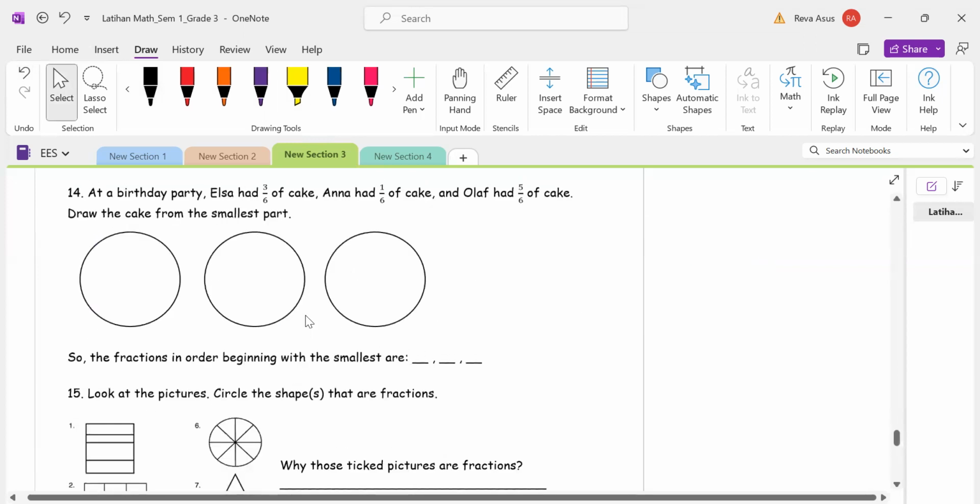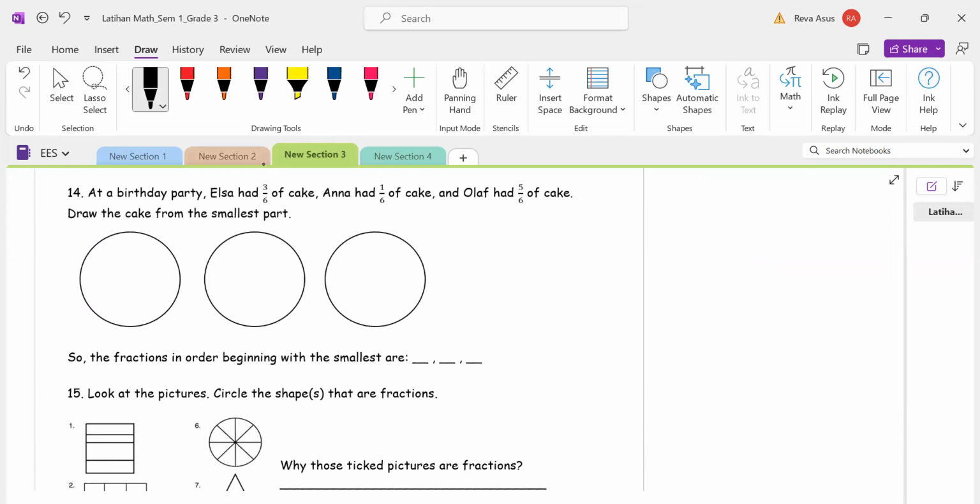And then number 14, at the birthday party, Elsa had 3 out of 6 of cake, and Anna had 1 out of 6 of cake. Olaf had 5 out of 6 of cake. So, look, each cake here is divided into 6 parts. How can we know that? Because they have 6 equal parts, but Elsa got 3 slices, Anna got one slice, and Olaf got 5 slices.